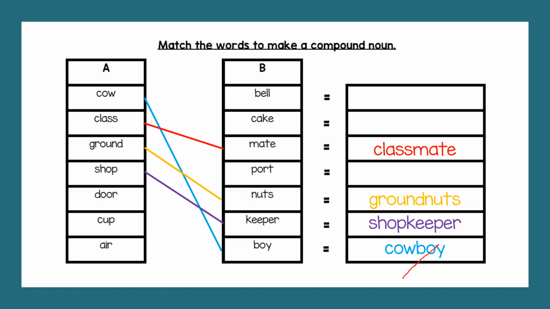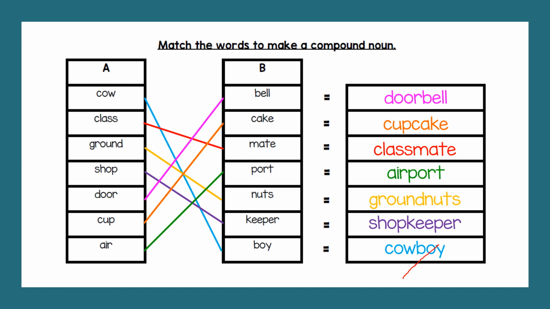Next, door, bell, doorbell. Another tick if you got that correct. Next, cup, cake, cupcake. Another tick if you got that correct. And the last one, airport. Another tick if you got that correct.